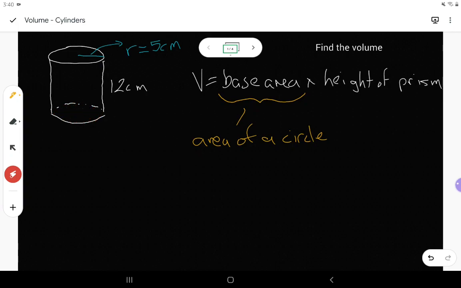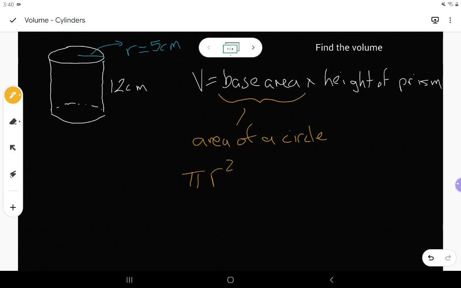So if I'm looking to find the base area, it's the area of the circle multiplied by the height of the prism. This 12 is the height of the prism because it is the line or the distance that connects my one base on the bottom to the base on the top. So that 12 is the height of the prism. The hard work I have to do is figuring out the area of this circle. So the area of a circle, the way we would find that is pi r squared. That is how we get the area of one circle.